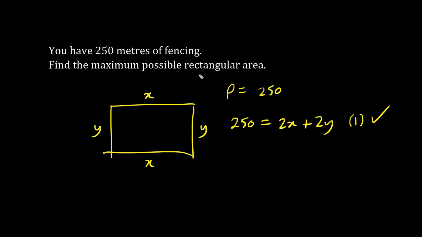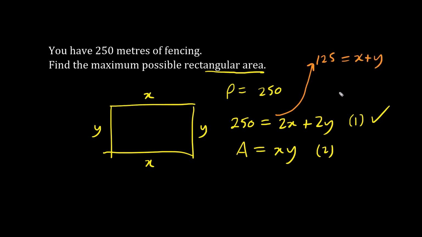Now let's focus on the other important equation involving area. Area equals x times y. This is our second equation. Let's simplify this first equation by dividing by 2. We have half of 250, which is 125, equals x plus y.